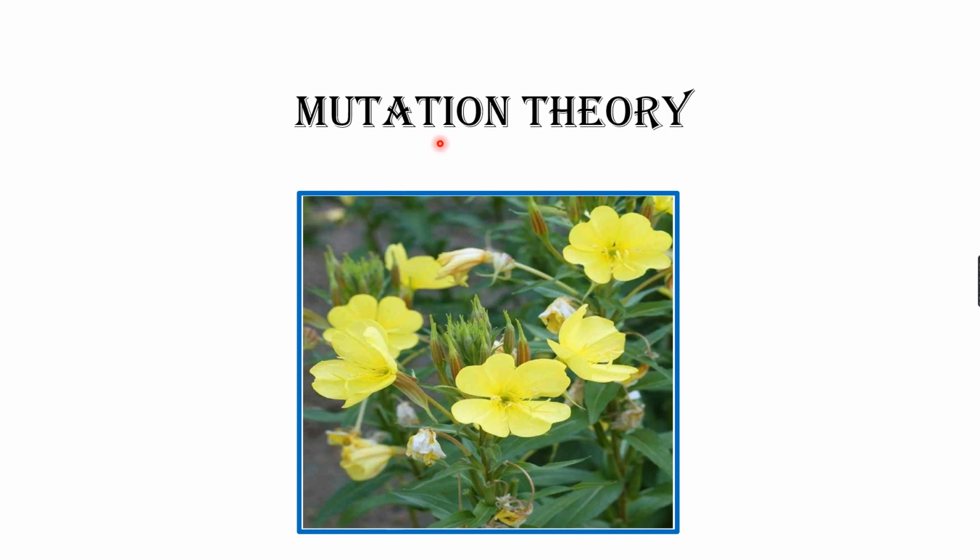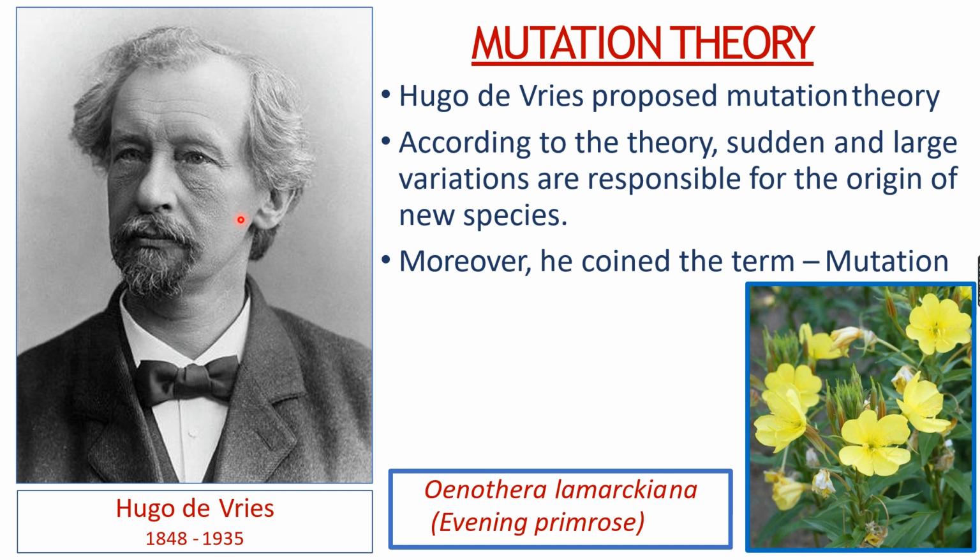Good morning. Now we are going to see about mutation theory in the plant called evening primrose plant, Oenothera lamarckiana. The variations in them are mainly due to different colored flowers. It is due to mutation. So this mutation theory was first put forth, or first proposed, by a scientist called Hugo de Vries.